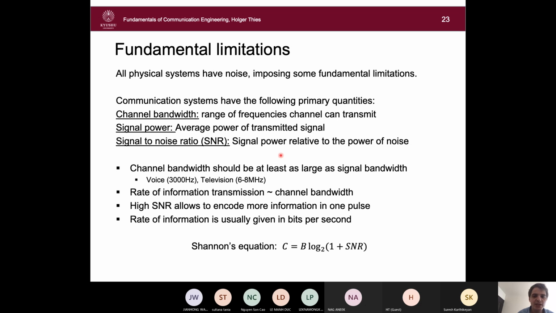And well, of course, some limitations. The first limitation is that the bandwidth of the channel always has to be large enough so that we can transfer the signal we want. So, for example, signals also have a certain bandwidth.